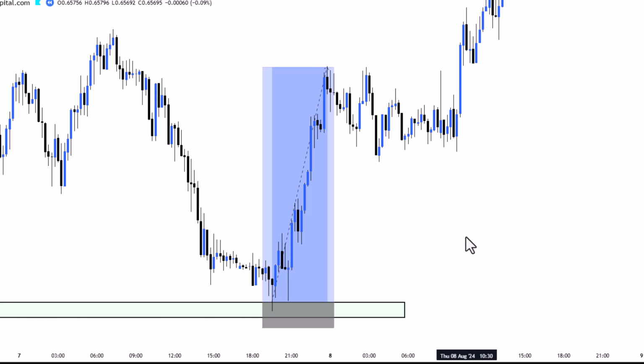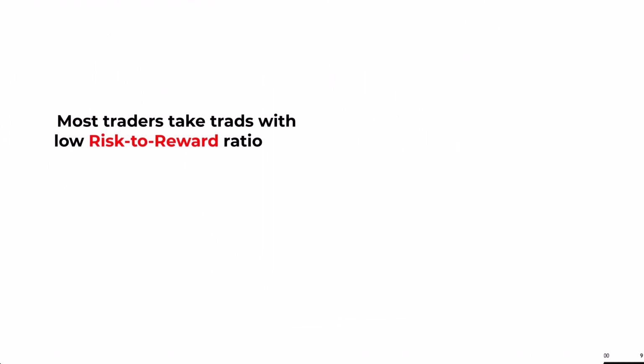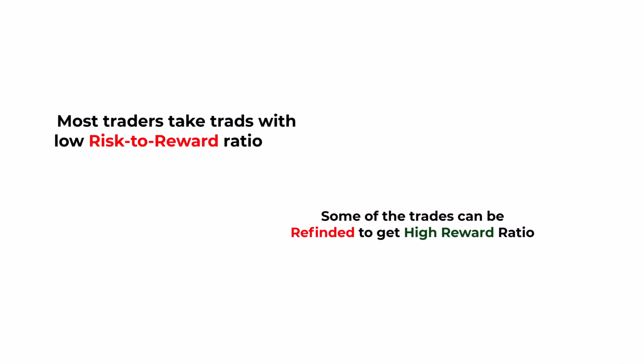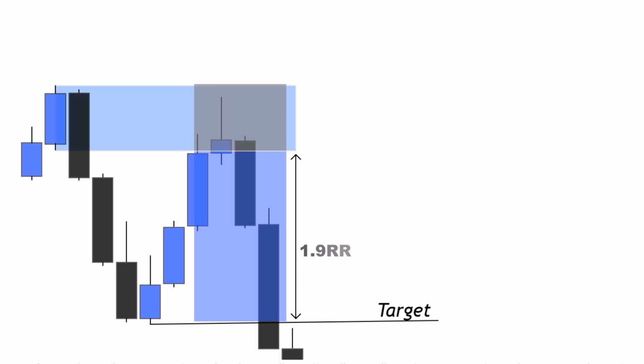On the other hand, some traders take trades with a low risk to reward ratio, and some of the trades can be refined to get a proper and high reward ratio. For example, this is a 1.9 risk-reward trade, which essentially means you will risk 1% to make 1.9%. That means you are risking $1 to make $1.9, and so on. This is okay, but the risk-reward isn't great. And it's not exactly a sniper entry. It's not a trade that's gonna bring you a massive reward.